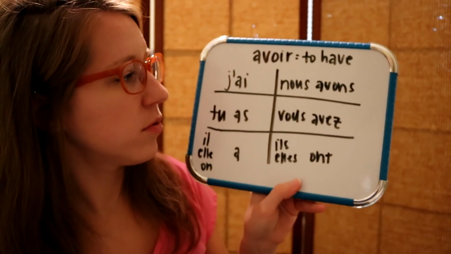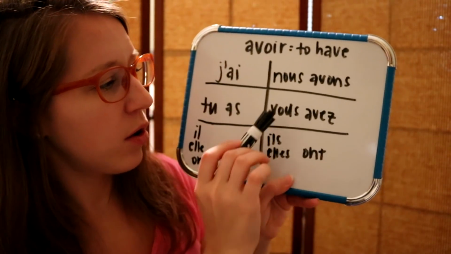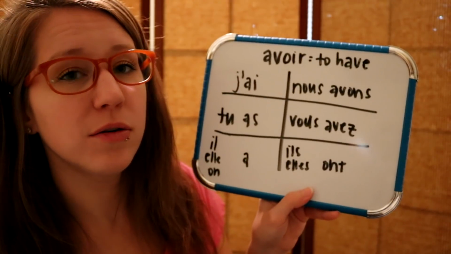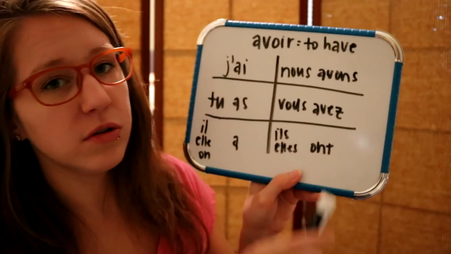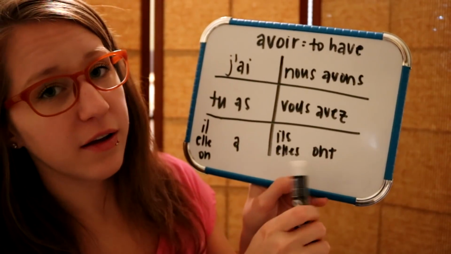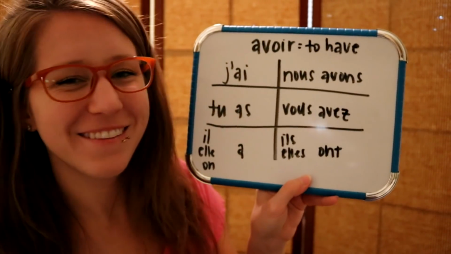Nous avons, which is we have. Vous avez, which is you have but formal. Ils ont, elles ont. So this is they have or they have. Again, masculine versus feminine. Okay?